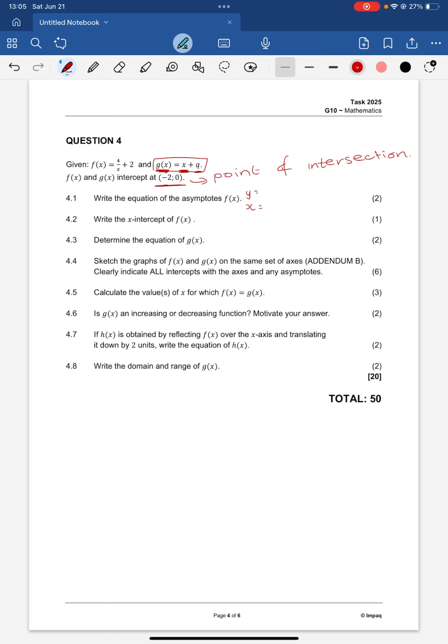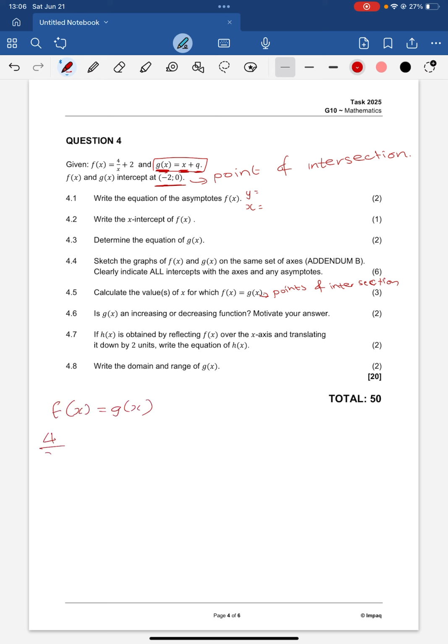Sketch the graphs of f of x and g of x. Please, we've done a lot of sketching. Calculate the values of x for which f of x is equal to g of x. They're asking for points of intersection. So what I want you to do is, here they're saying where f of x is equal to g of x. I want you to take your equation for f of x and equate it to your equation for g of x. Now you're going to need your equation with whatever q value it is.